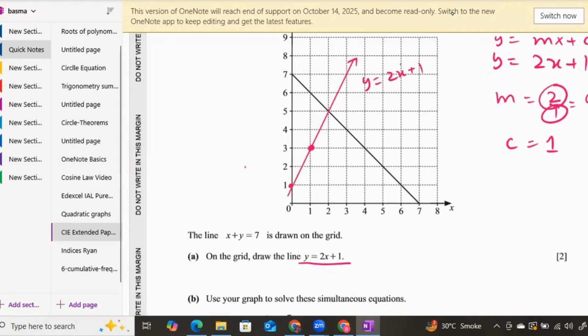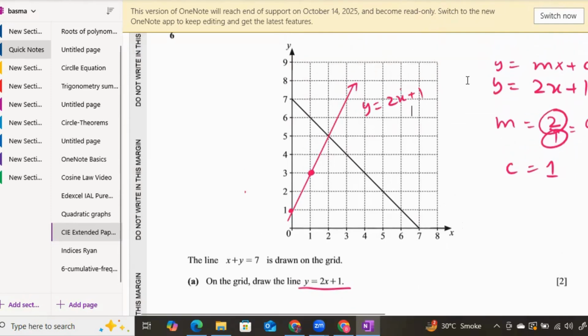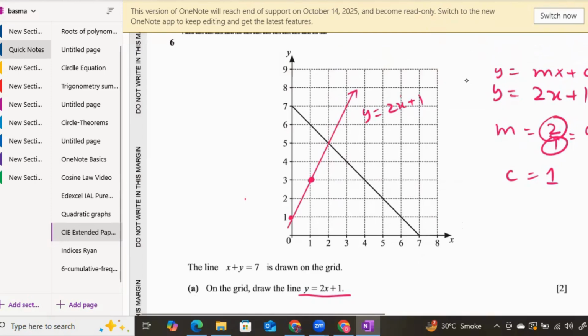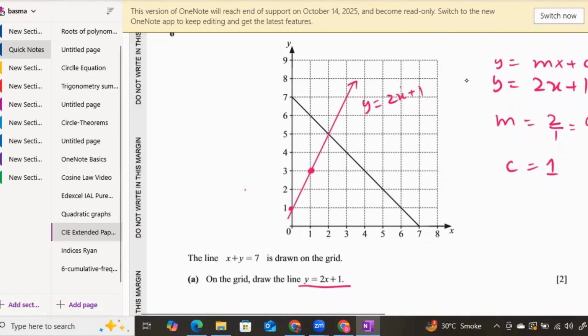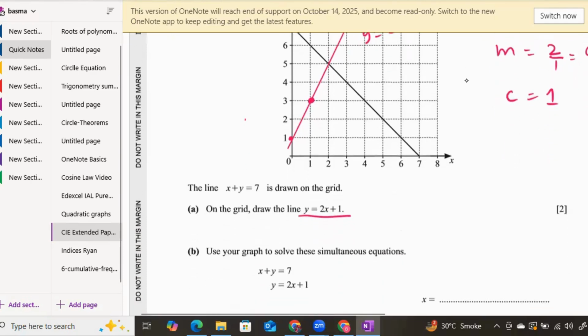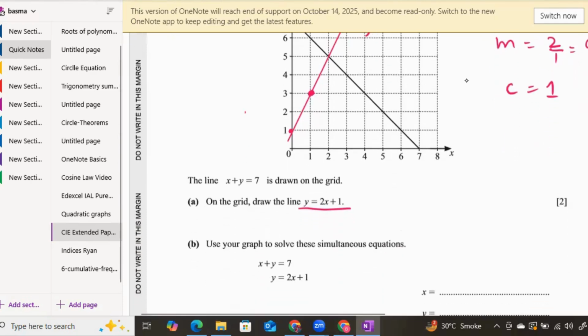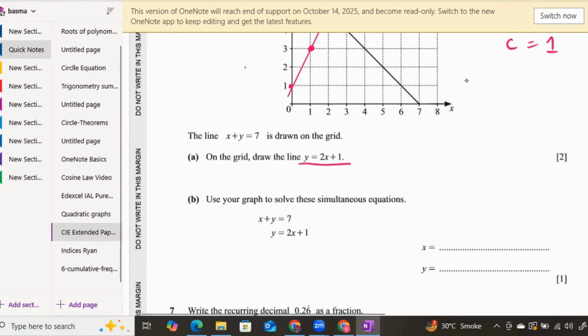So you see, all you needed was its gradient and the y-intercept. Plot the y-intercept and then move according to the gradient, okay. For the gradient, you always try to get the fraction. If it has nothing, then you just put 1 in the bottom. It will be easier to plot with the help of that fraction, okay. So now that is part A. Part B, use your graph to solve the simultaneous equations.